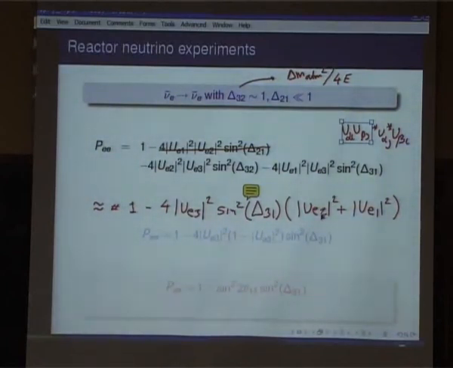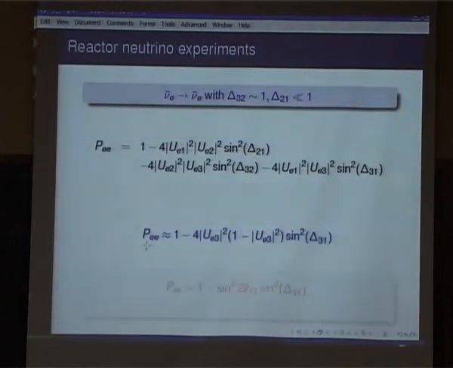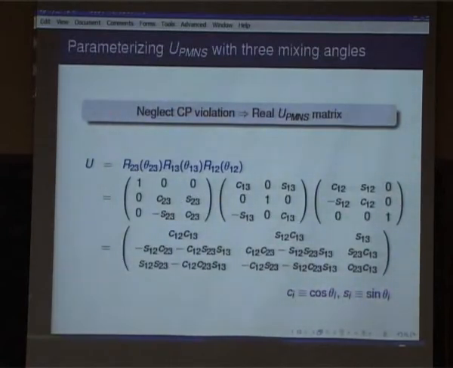Now what happens? Unitarity tells you that Ue1 square plus Ue2 square plus Ue3 square is equal to 1. So this quantity is just 1 minus Ue3 square. This is what we have. So Pee is therefore 1 minus 4 times Ue3 square times 1 minus Ue3 square times sine square delta 3-1. So that's it. Now all we have to do is find out what Ue3 square is in terms of the angles theta. So let's go back to the mixing matrix and see what Ue3 is. So what's Ue3 here? This is Ue1, Ue2, Ue3. Just sine theta 1-3.